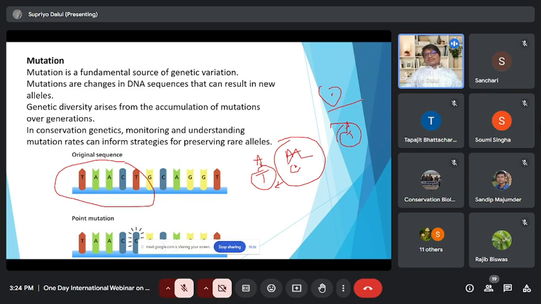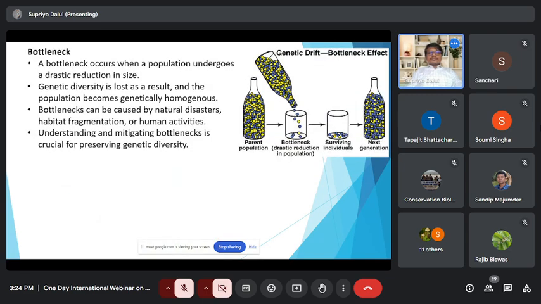I'll discuss this later in my slides. That basically happens because of the accumulation of single nucleotide changes. According to Heisenberg's theory, mutation should not happen, but in nature mutation is always happening and it introduces genetic variation into populations.